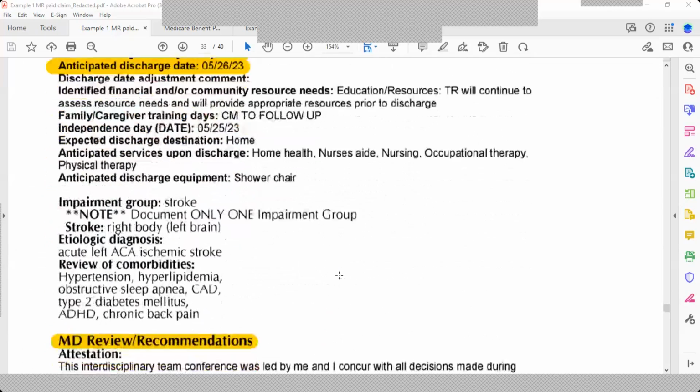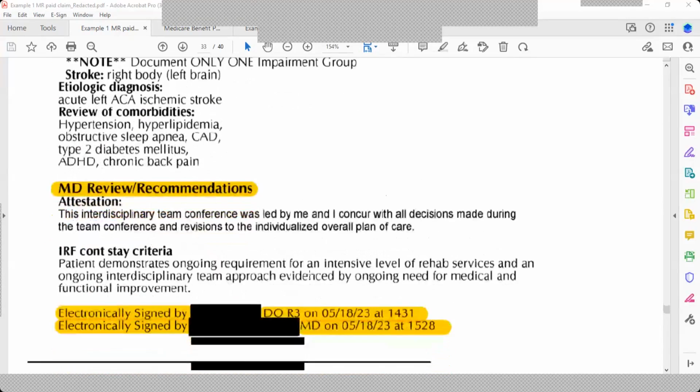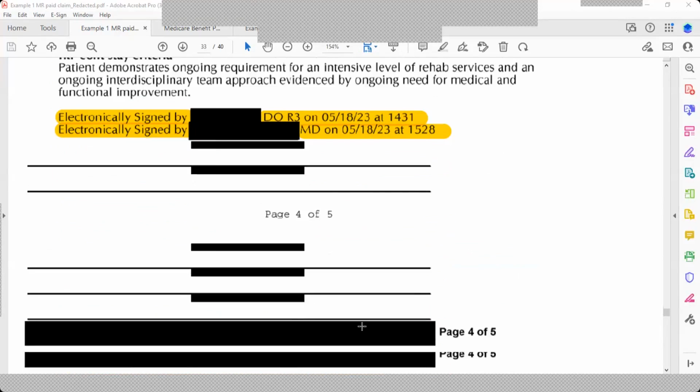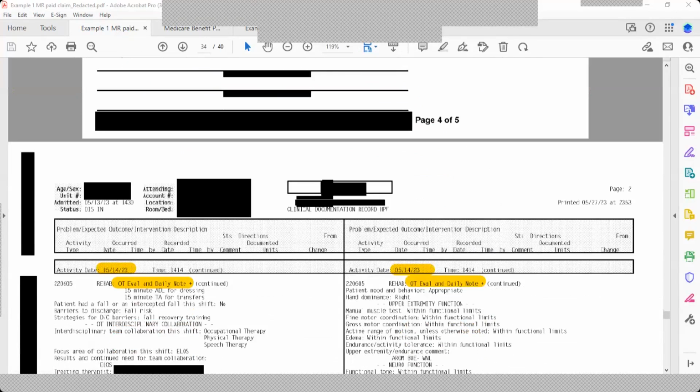The physician's attestation and concurrence can be found at the end of the interdisciplinary note, along with the electronic signature of the resident rehabilitation physician and supervising rehabilitation physician. Their signatures were also dated and timed. This last element I'm going to discuss for this claim is documentation to support the intensive rehabilitation program.